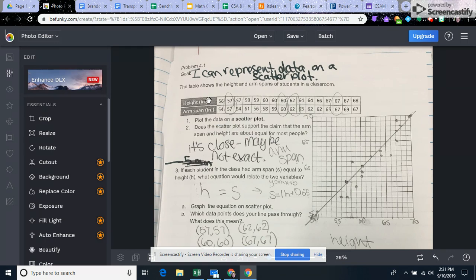So your height, it is your independent variable. It is your x value. And so you are going to do those down here. And then your arm span, that's the dependent variable. So as height increases, you would expect something to happen to the arm span. Okay, so arm span's up here.